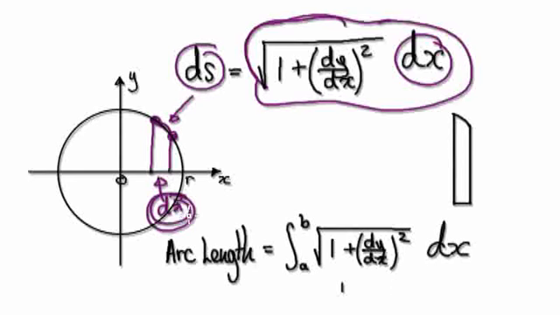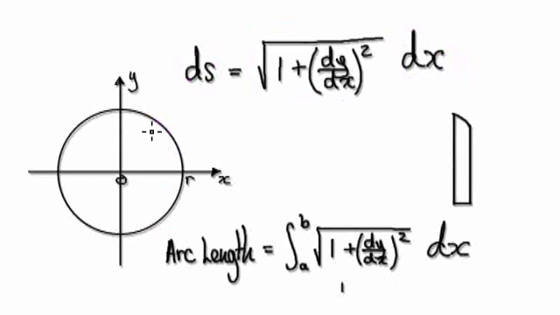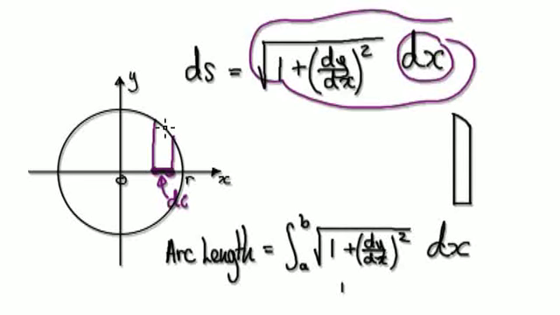So we would start out with our dx here. So the dx is this bit here. We start out with our dx, combine it with this, and that would then give us the arc length. So this thing here is this arc length here.